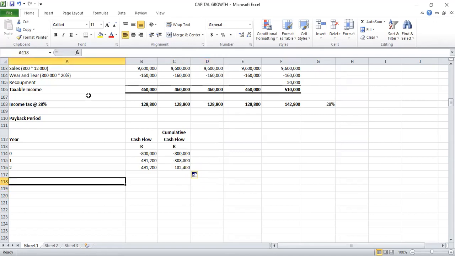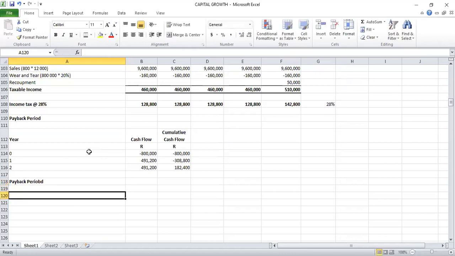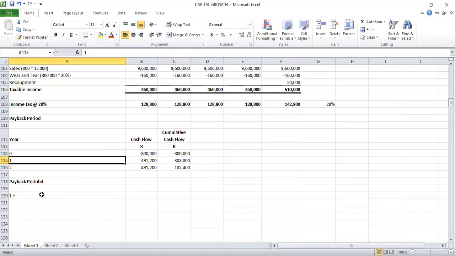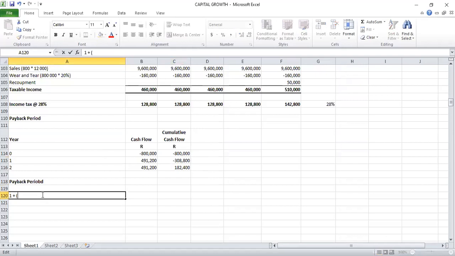So your payback period will be equal to 1 plus 1. You take it from the year that it was negative for the last time. It was in year 1 negative for the last time. Then plus, you take the negative 308,800, the last negative cumulative cash flow, then divide by the cash flow for the year that it became positive.